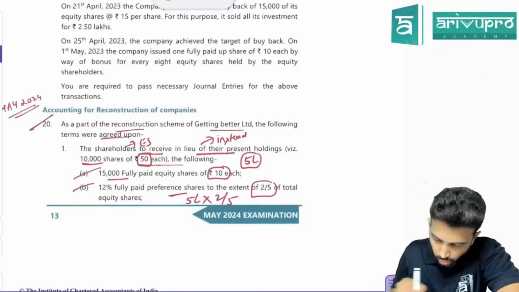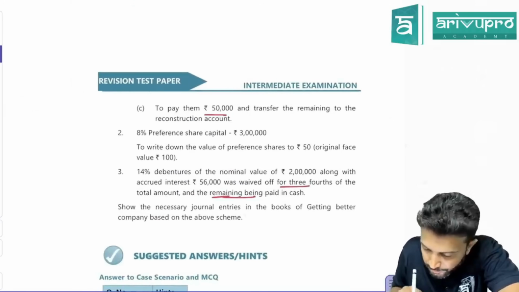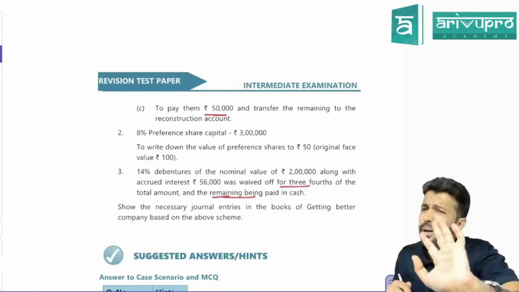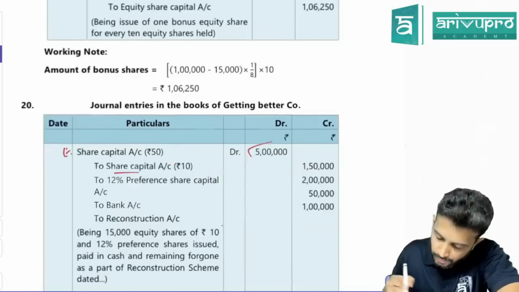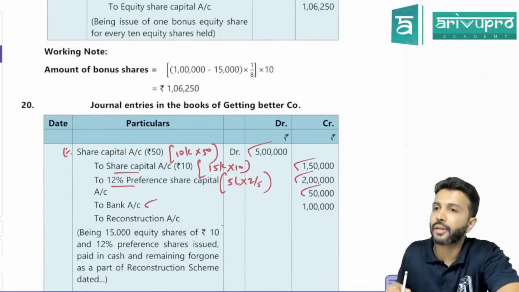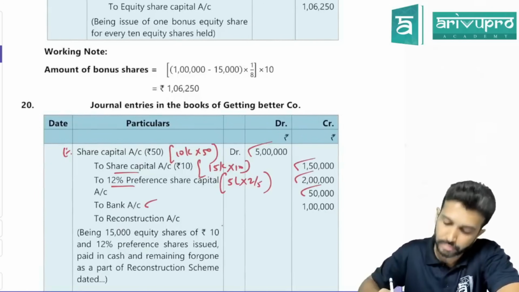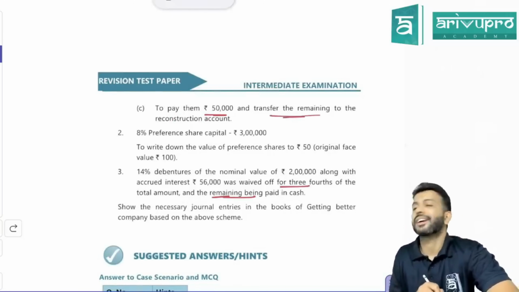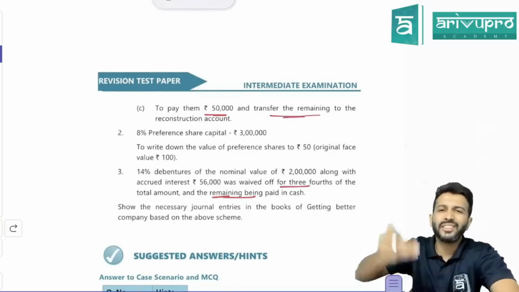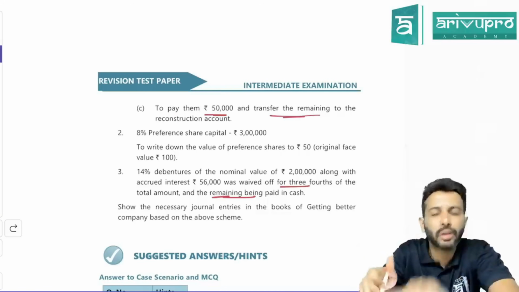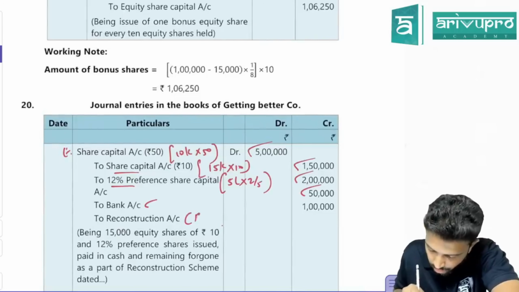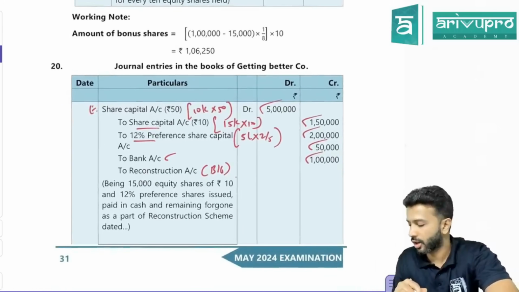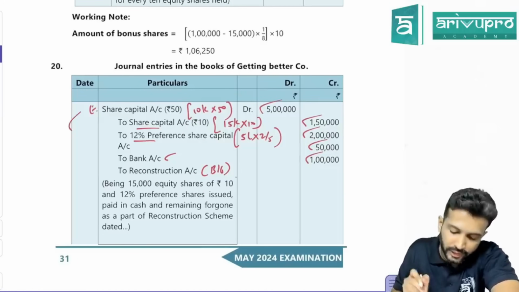That's all? No. Next, what did they say? To pay them 50,000. So 50,000 we are paying. How? Paying means obviously through cash or bank. So what will you write here? To bank account. So entry completed? No. Still a lot of things are there. To bank, 50,000. Anything else? And transfer the remaining to reconstruction account. Balance, if you have to pay anything, means they are ready to sacrifice. That will be transferred to reconstruction account. To reconstruction account, calculated or balancing figure? Balancing figure is 1 lakh, which we transfer to reconstruction account. Yes. First entry done.